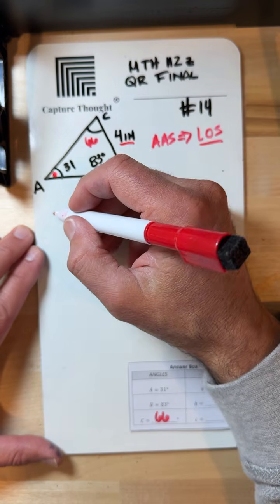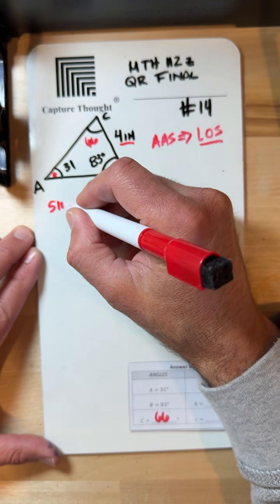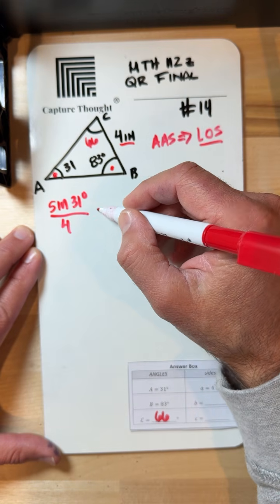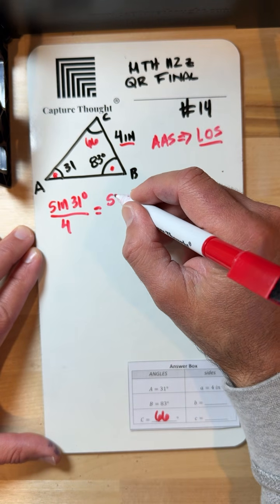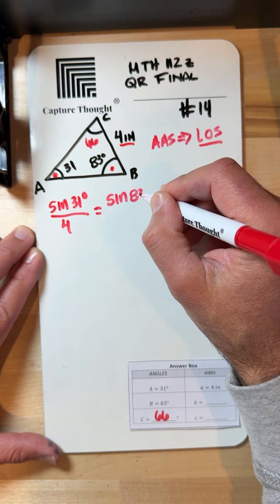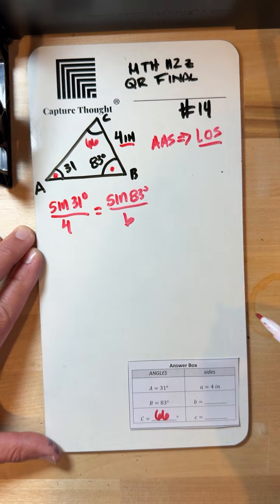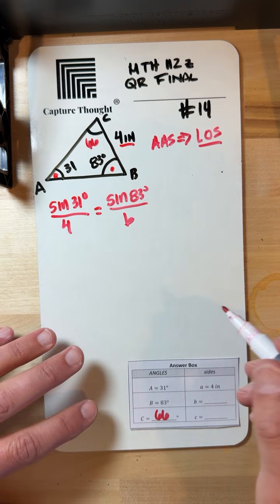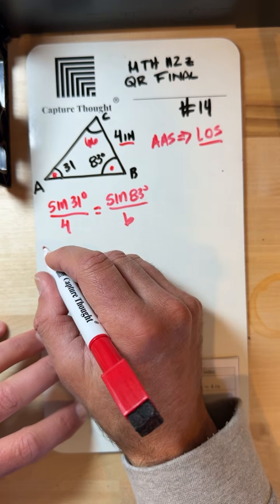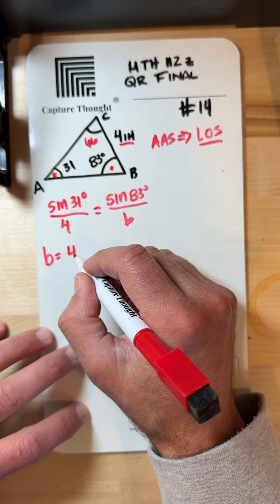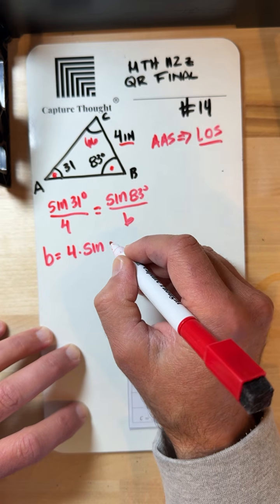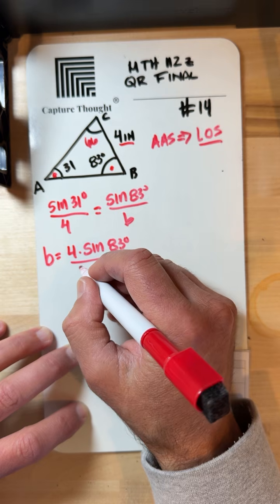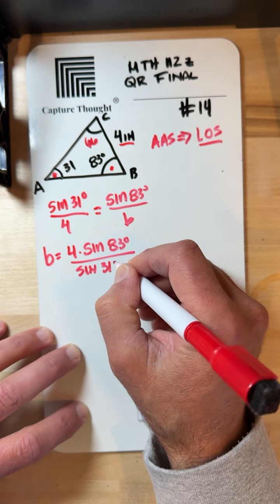So let's set up the first law of sines and say the sine of 31 degrees divided by 4 has to be the sine of 83 degrees divided by B. So that's your law of sines, and that's how you'd set it up on the test. Then we're going to say that B is equal to 4 times the sine of 83, cross multiplying, and then divided by the sine of 31 degrees.